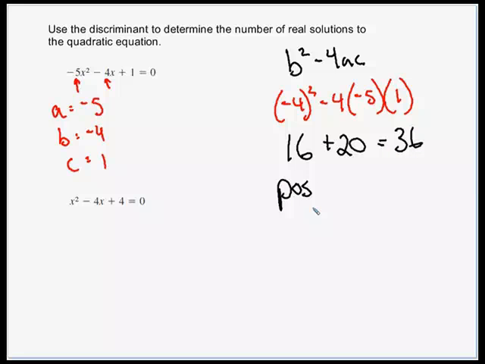We have a positive answer, which means we have two real numbered solutions. If you were to graph this parabolic curve on a calculator, it would cross the x-axis twice. So we have two real solutions.